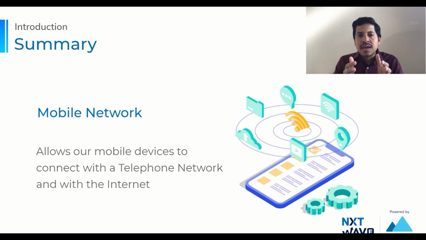To summarize, a mobile network is the entity that allows our mobile devices like phones or tablets or anything which has a SIM card in it to connect wirelessly on one hand to the telephone network, so our mobile device can make and receive voice calls, and on the other hand to the internet, so our mobile device can access everything on the internet that you would normally access even if you were not on a mobile device.